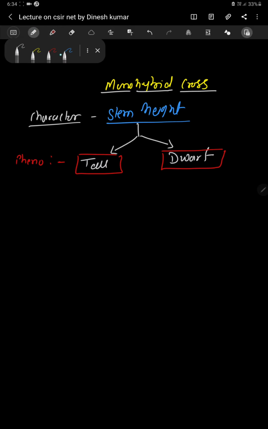Here we are going to take a genotypic representation also. For the tall we are going to use the alphabet capital T and capital T, and for the dwarf we are going to use the same alphabet but small t and small t. This will be our genotype.